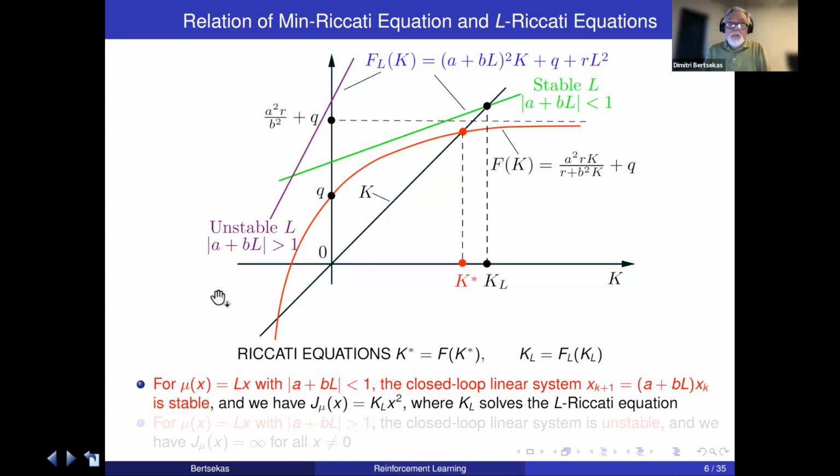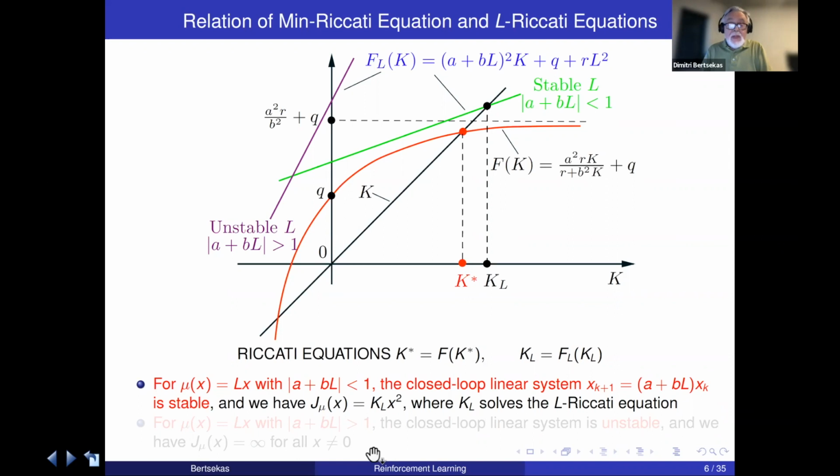So what's going on here? If you look at the closed loop linear system, when we use as control policy L times x, the closed loop system looks like that. And if the absolute value of A plus BL is less than 1, then x_{k+1} goes down asymptotically towards 0. In other words, the corresponding closed loop system is stable. It goes either like that or like that, asymptotically to 0.